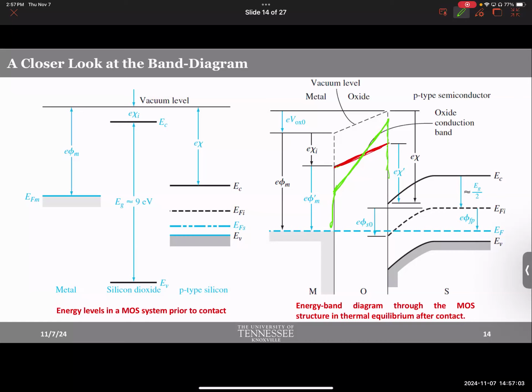What does the amount of bending represent? The voltage drop across the oxide. Which one has more voltage drop across? Which one has more bending? The green one. So it has more voltage drop across it.